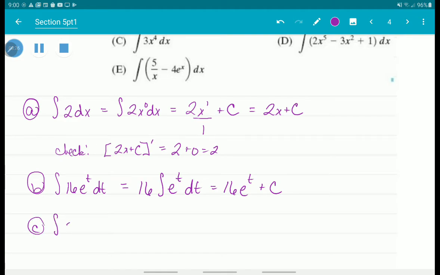Looking at c, we have 3x to the fourth dx. We could pull that 3 out and think about just integrating x to the fourth. We're going to add 1 to the exponent, divide by the new exponent, and then plus c. So there's our final answer.